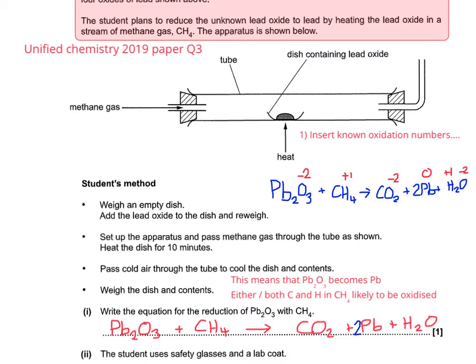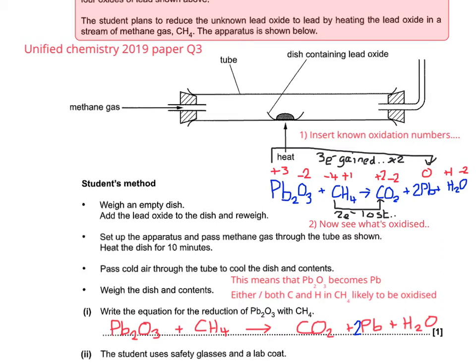The lead on the left-hand side, there are 3 oxygens. Times -2 makes -6. So that must mean the lead on the left-hand side must be +3. So although 3 electrons are gained, it happens to 2 leads, so that must mean it happens twice. So I now have to work out what's been oxidized. So looking at the carbon, on the right-hand side it must be +2. So that must mean that if it's -4 on the left-hand side and +2 on the right, 2 electrons are lost. So the oxidation and the reduction have to involve the same transfer of electrons.